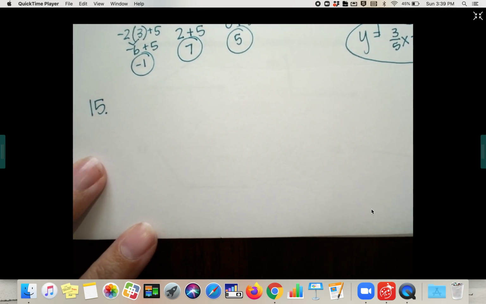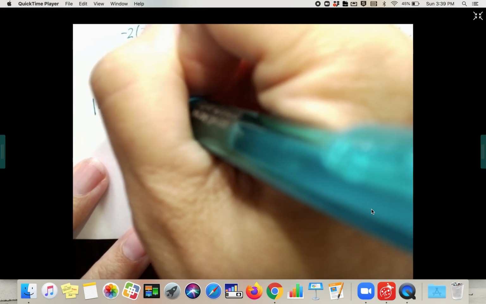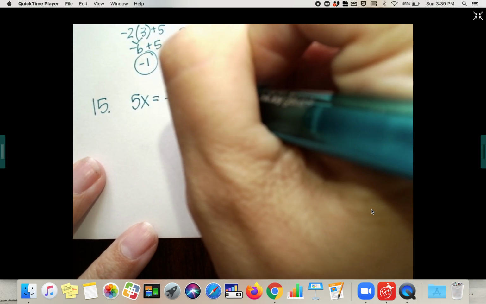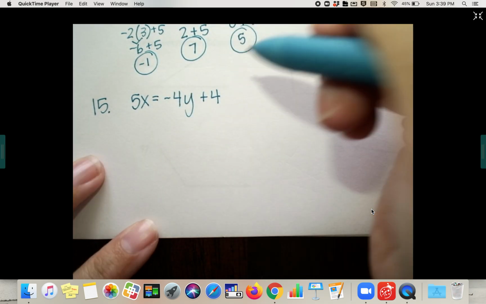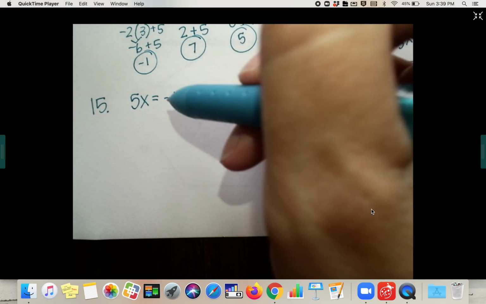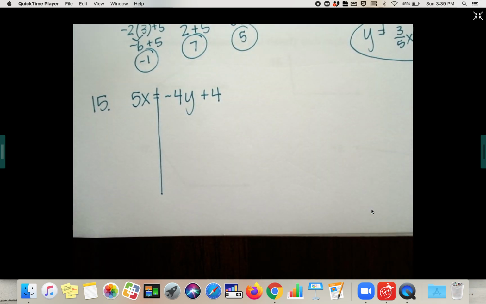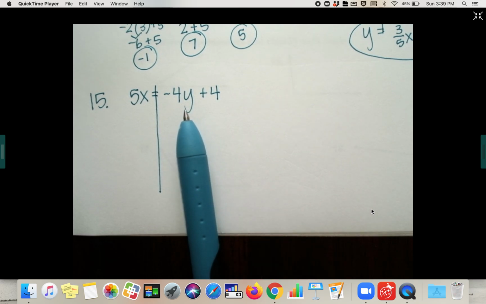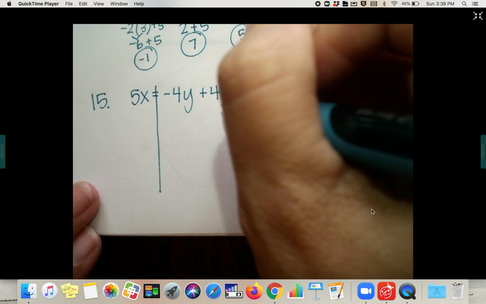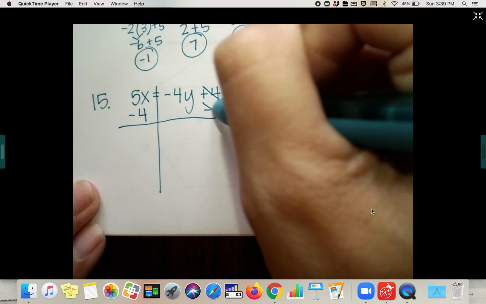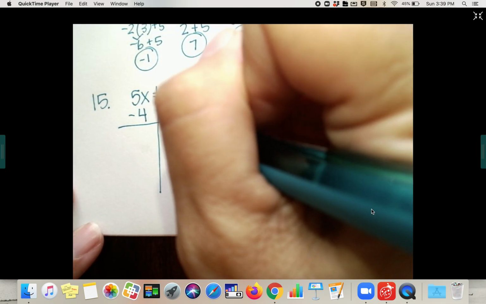Okay, so let's skip to number 15. Number 15 is 5x equals negative 4y plus 4. Okay, so first thing we need to do is get y by itself. So y is right here. You need to get rid of the term next to it. So we're going to get rid of the plus 4 by doing minus 4.